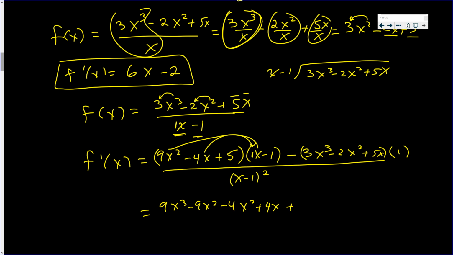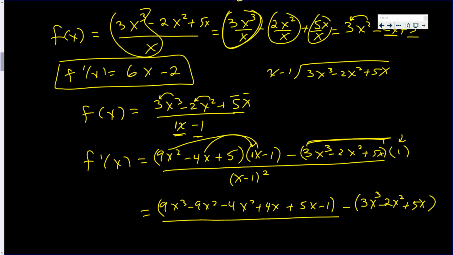And then you get minus 4x squared plus 4x. And now distribute the 5. Get 5x minus 1. All minus this times 1, which is just this. Minus 3x cubed minus 2x squared plus 5x. And all of this is over x minus 1 squared.